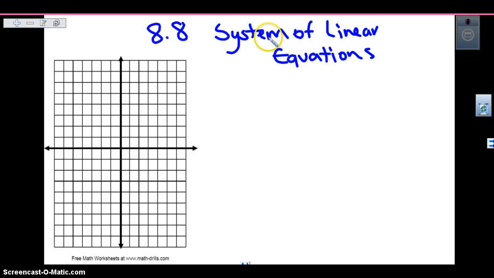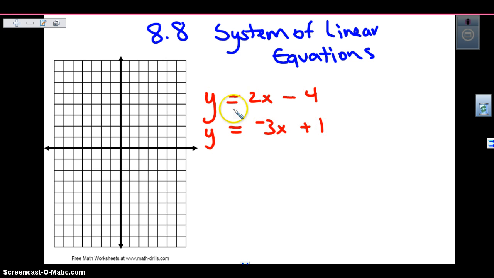So today we're talking about systems of linear equations, and a system of linear equations consists of two or more linear equations. For example, if we have y equals 2x minus 4 and y equals negative 3x plus 1, this is a system of linear equations because these are two linear equations here. Now, we can graph each of these equations and the point where the two lines intersect, that would be the answer.